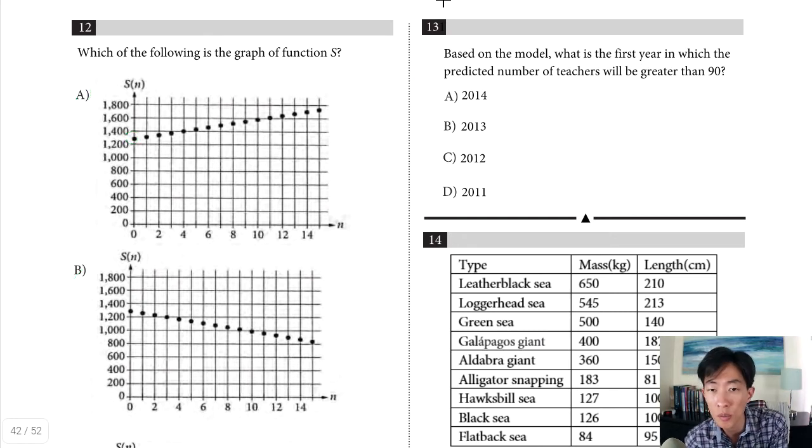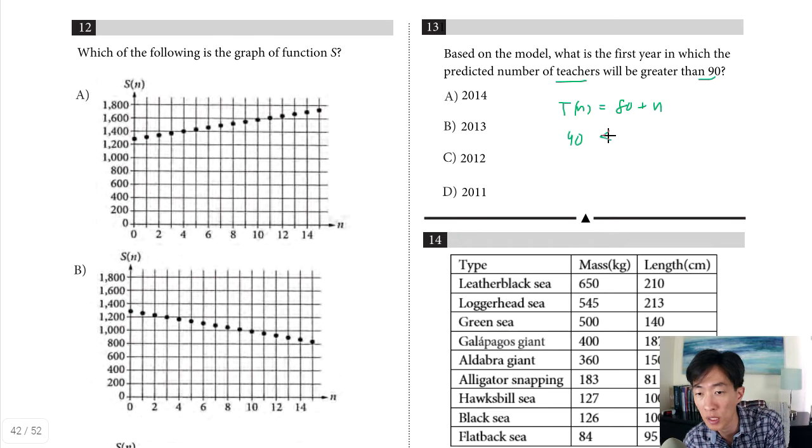Question 13: based on the model, what is the first year in which the predicted number of teachers will be greater than 90? Keep in mind the teacher function is T of n equals 80 plus n, and they want to know when this will be greater than 90. You can set this up by saying the total number of teachers, 90, when is this going to be greater? 80 plus n, and we're trying to figure out the number of years when it's going to happen. Subtract 80 from both sides, and we find that n has to be greater than 10.